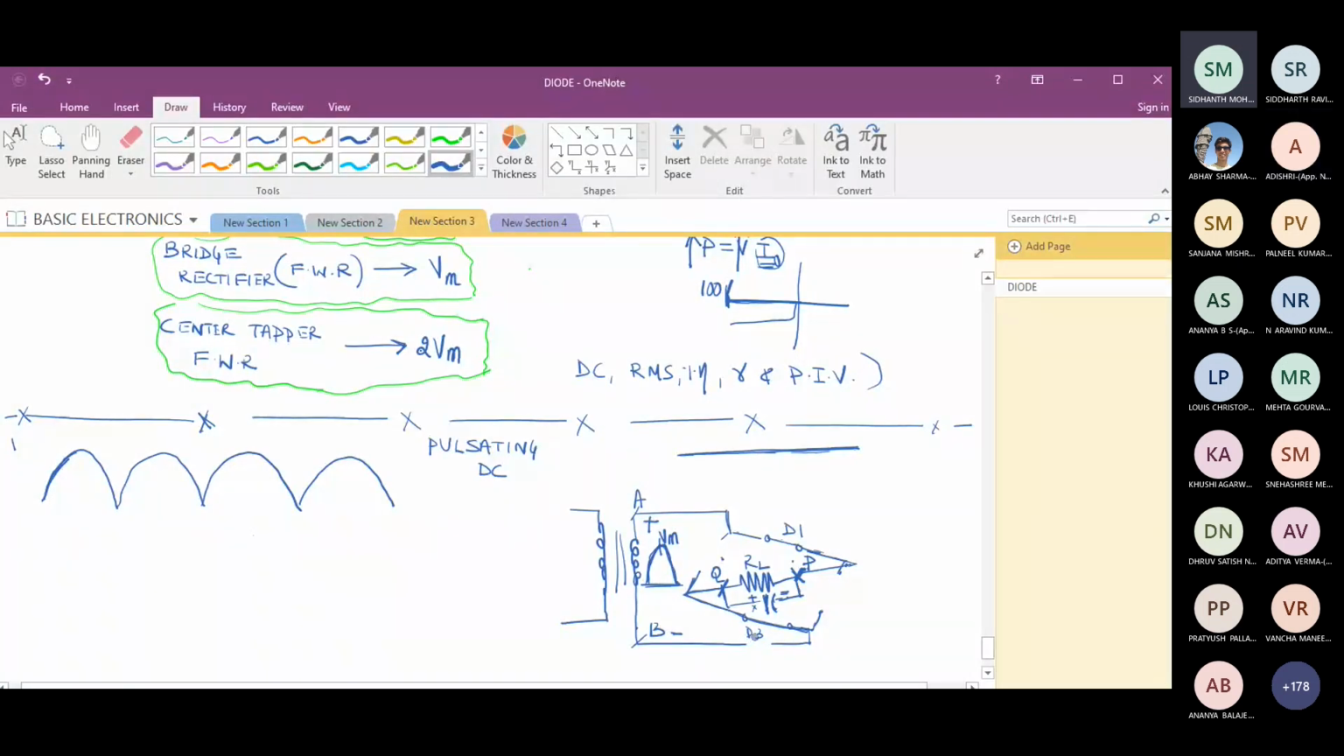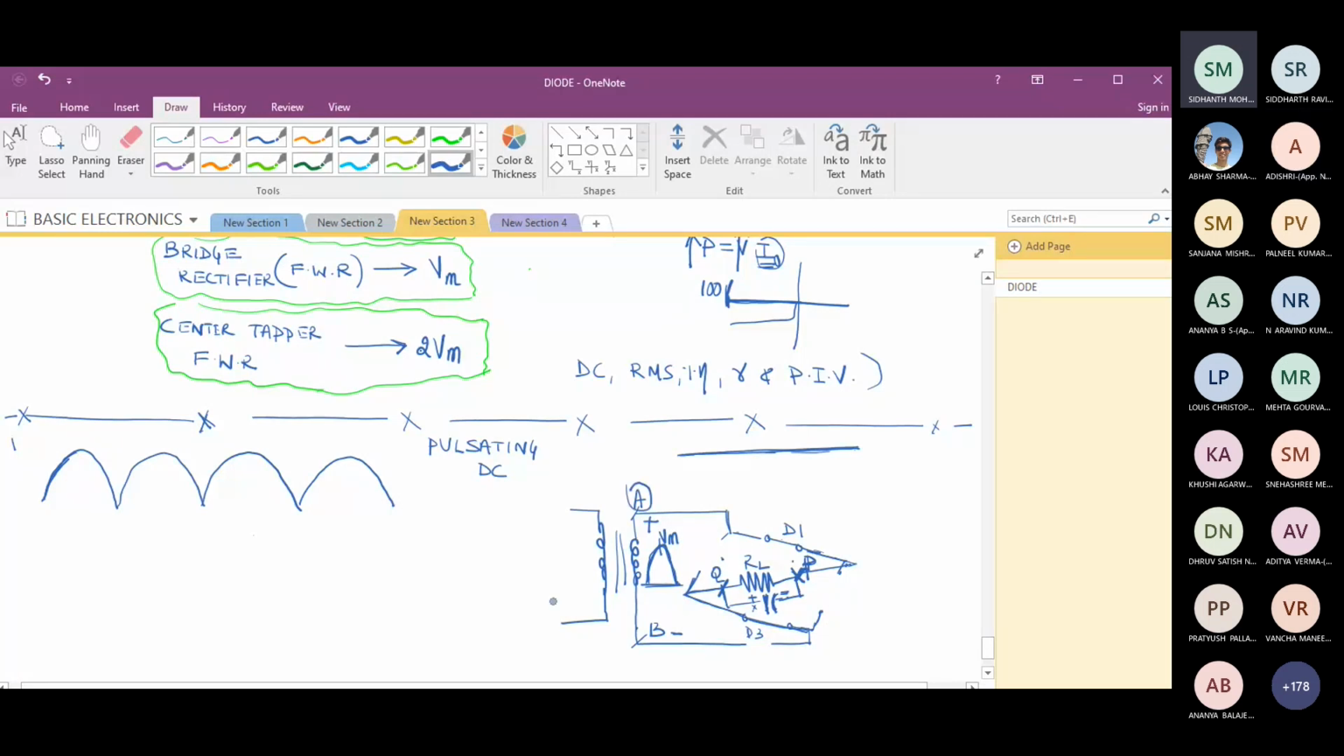Yes or no? D1 and D3 conduct during the positive half cycle. Somebody raised a query. Are you following? So if that is the case, is terminal P, the right-hand side plate of the capacitor, connected to A? Yes or no?